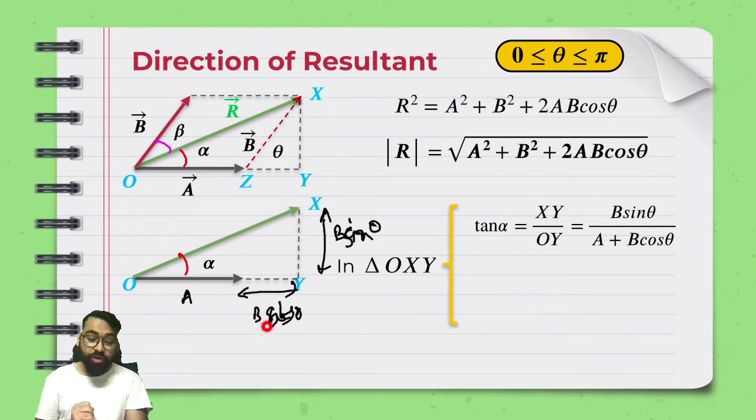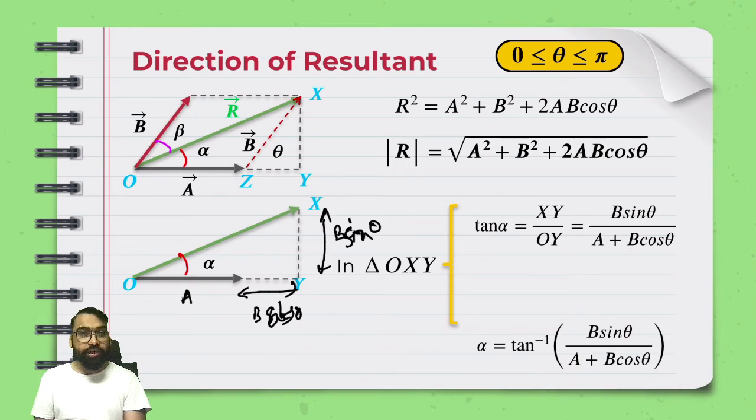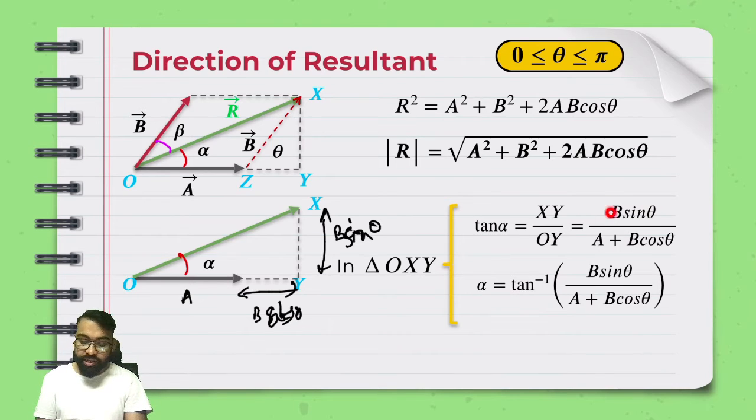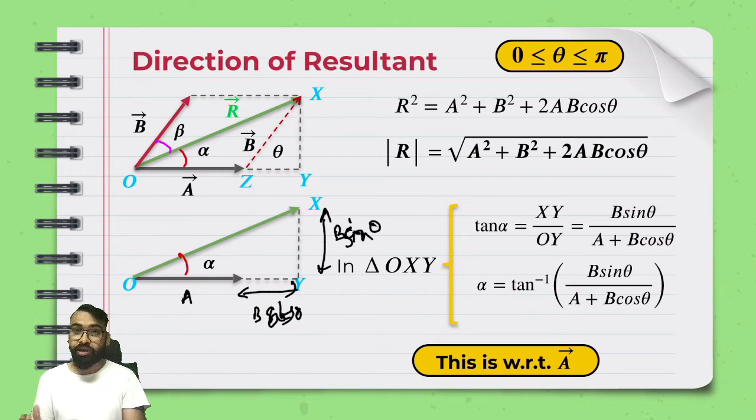This much length is b cos theta. So a plus b cos theta becomes OY, that is written over here. And from here, you are actually getting the required angle. How? You can just say alpha is now tan inverse of all this big thing that has come, that is b sine theta divided by a plus b cos theta. So you have gotten this alpha, but remember one thing, this angle is only with respect to vector a.